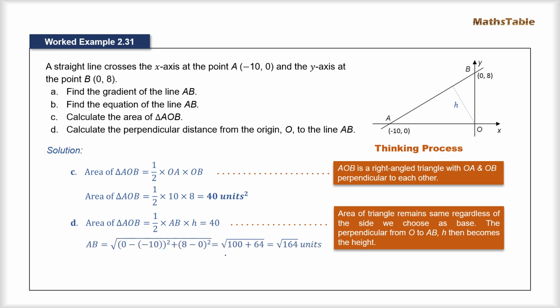But first we need to find out the length of AB using the distance formula which we discussed in section 2.2. This comes out to be root 164 units. Now substituting the value of AB and equating the area to the previous value, we finally get the value of h, which is 6.25 units.